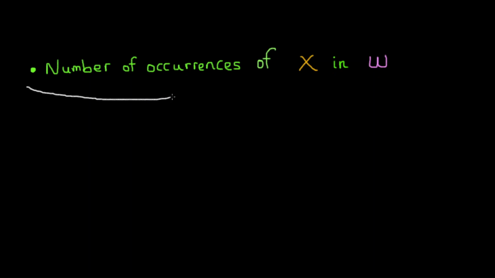So how do we represent the number of occurrences of the word X in W? Well, the way of doing it is the following. We take the W word. So in this case, our word is W. We write two vertical bars. And then as a subscript of this expression, we write X, like this. With this expression, we are representing the number of occurrences of the word X inside the word W.